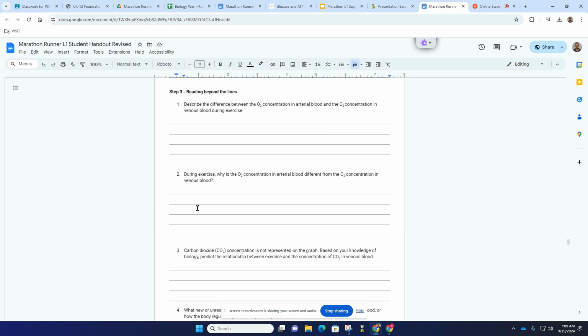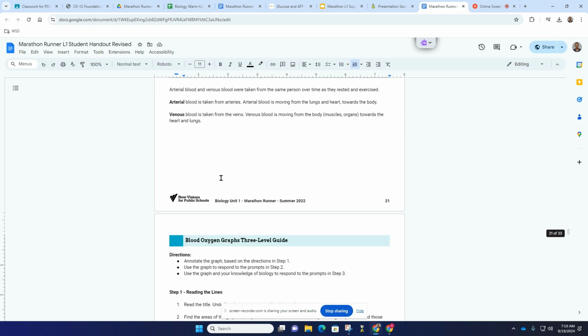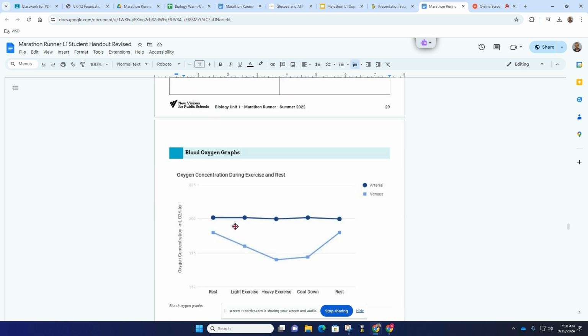Okay, next one. It says during exercise, why is the O2 concentration in arterial blood different from O2 concentration in venous blood? Yeah, so this really gets at what these are. So if you were to connect these two things, arteries and veins, the thing that's missing that exists in between them is muscles.